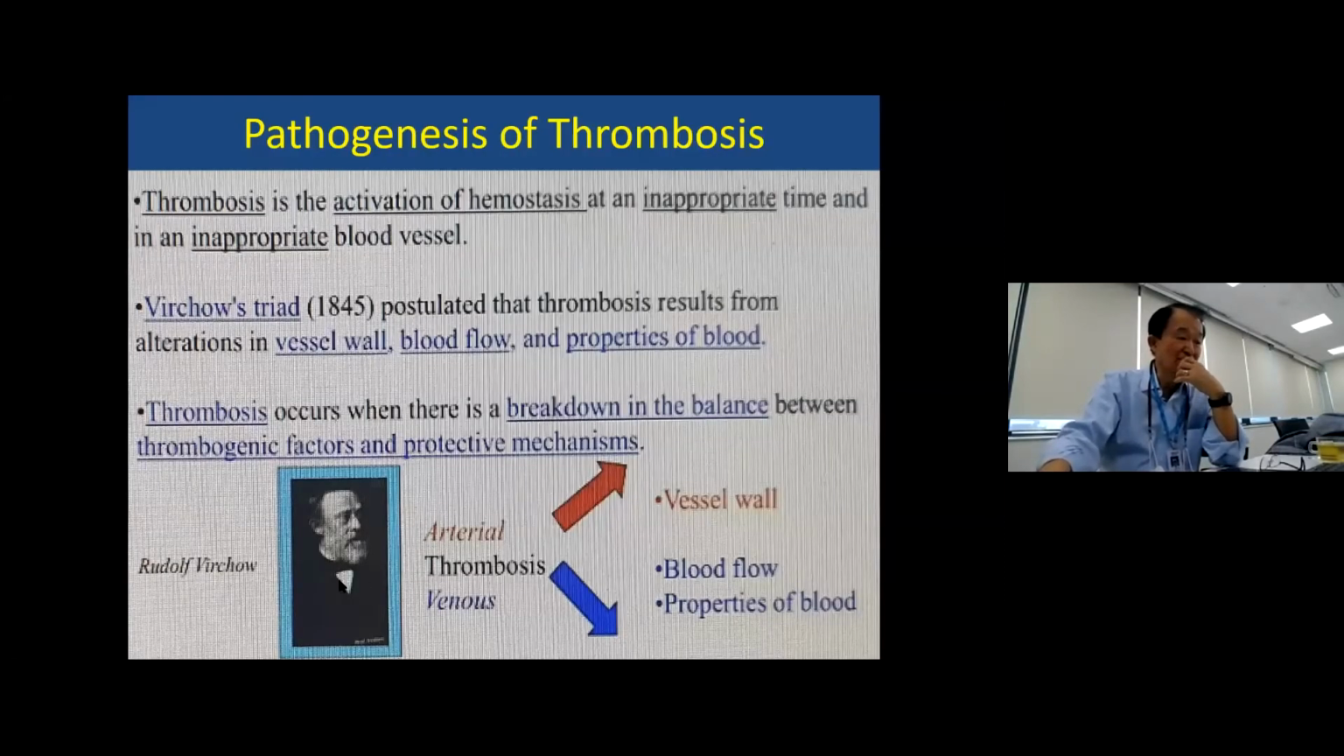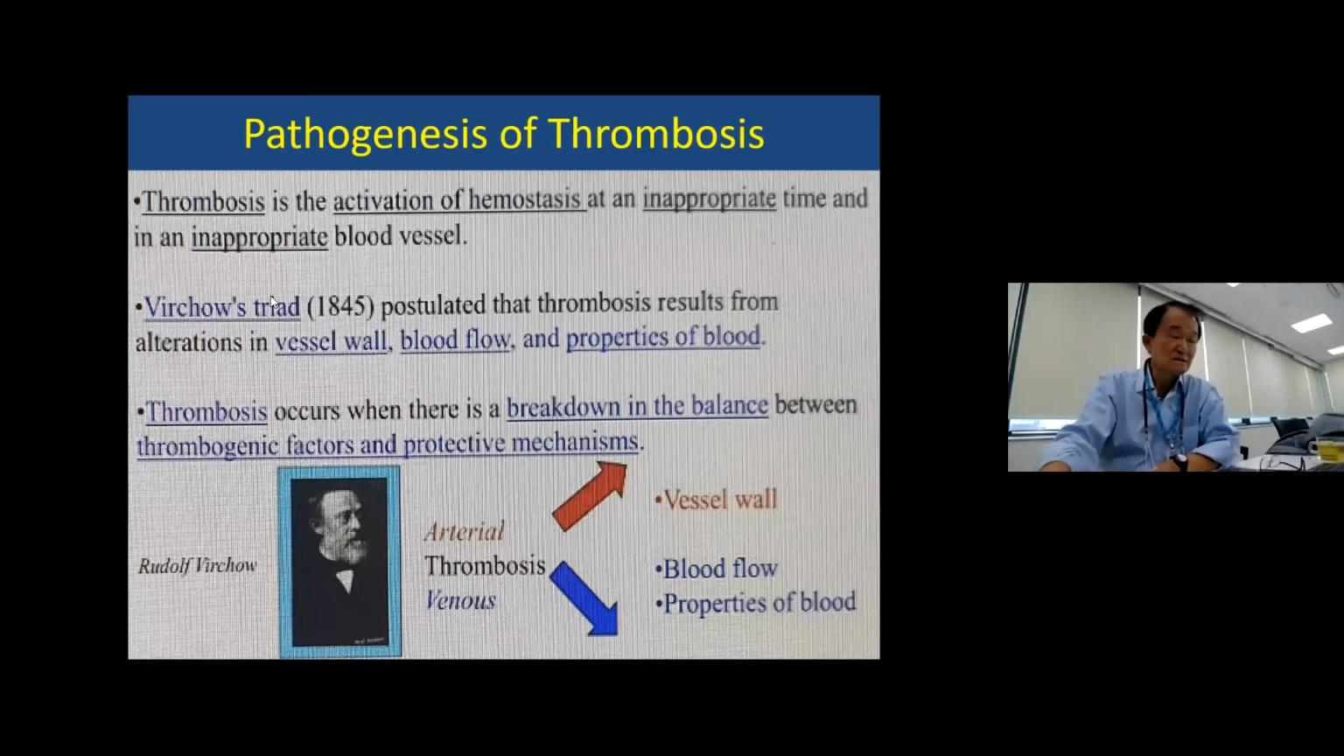And again, Virchow, the German pathologist, proposed a triad. That's the alteration in blood flow, so stasis, and that's a major one, and vascular damage, and then certain blood properties, like hemoglobin, some red cell abnormality. There's always some thrombogenic factor and protective factor, it has to balance. If there's a breakdown of this balance, then thrombosis occurs.